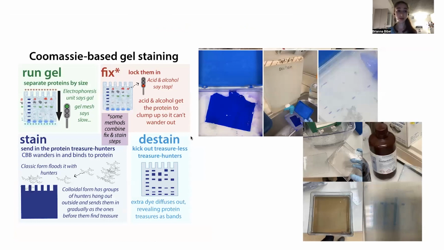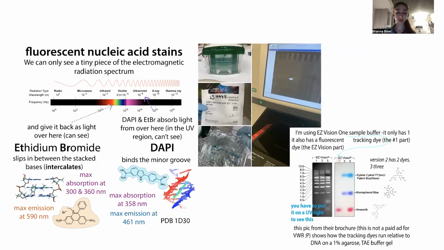To visualize the proteins, we often use a Coomassie-based stain. It's going to be either classical Coomassie, where you have to fix and destain, or these colloidal methods, which are simpler and more environmentally friendly because they're not using all of the methanol and stuff. It's a lot easier. You don't have to destain them. They're both based on the same principle, where you have a dye that's going to bind onto proteins and show them to you. For nucleic acids, we're often using some sort of fluorescent dye that's going to bind to nucleic acids and show them to you.